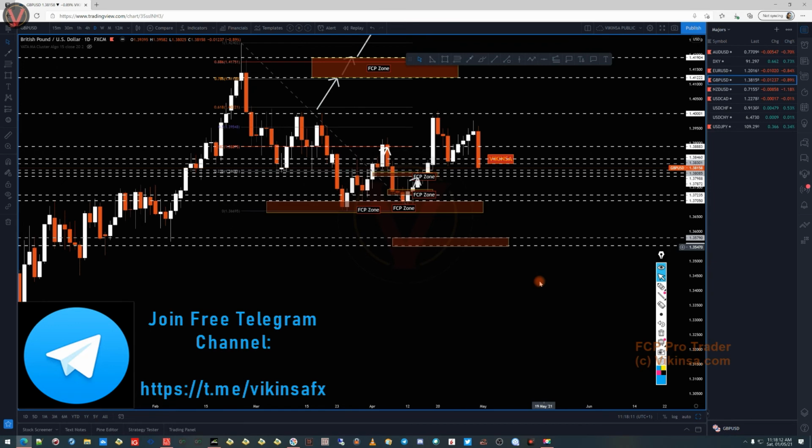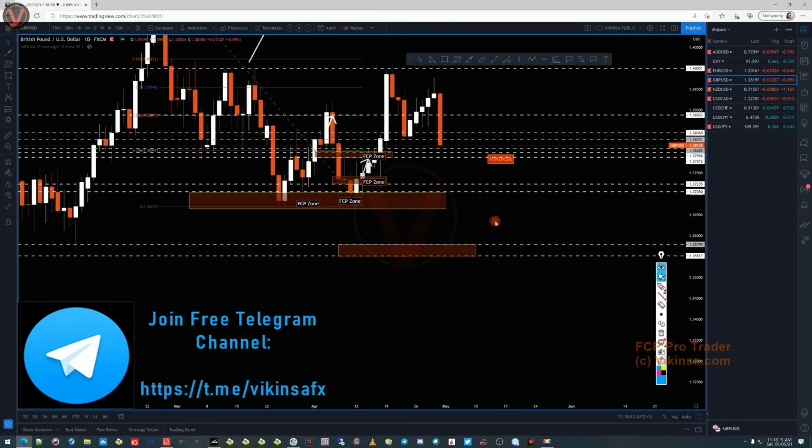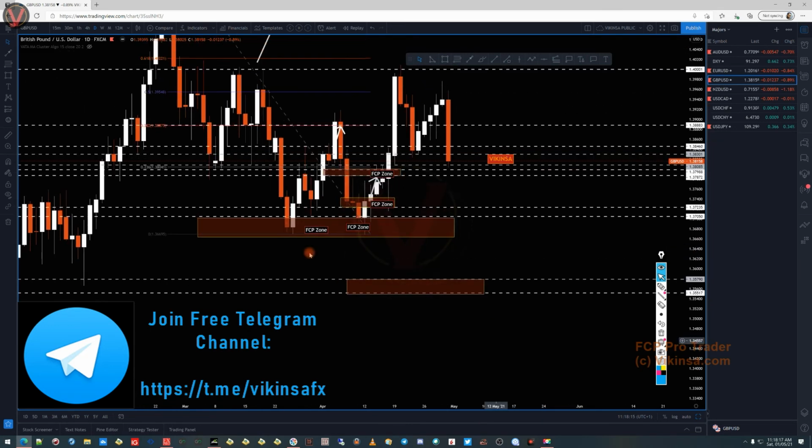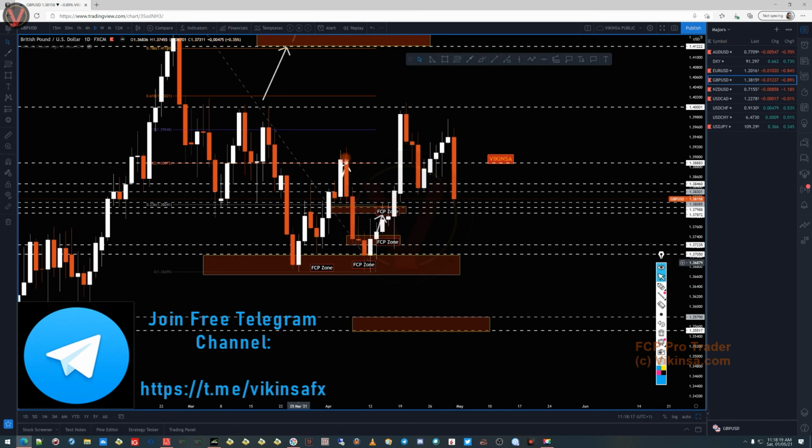Remember, we were long from this FCP zone. We went long from this FCP zone all the way to this level, then fell back into this FCP zone, and there have been minor FCP zones once again. Now, because this is a good FCP zone here, this can act as support again.